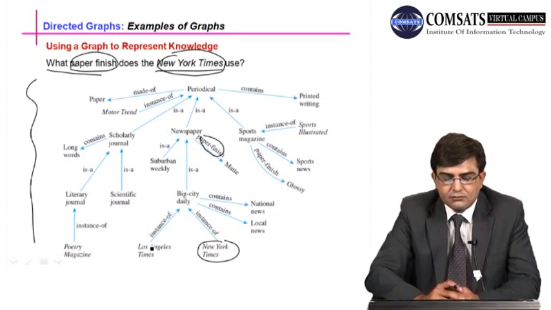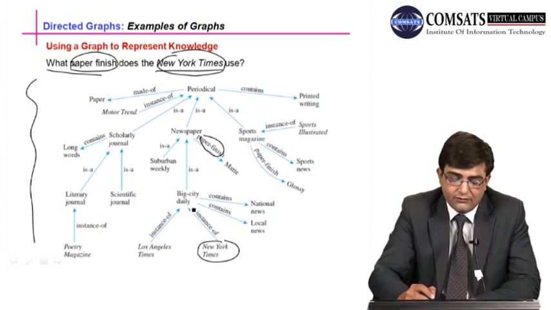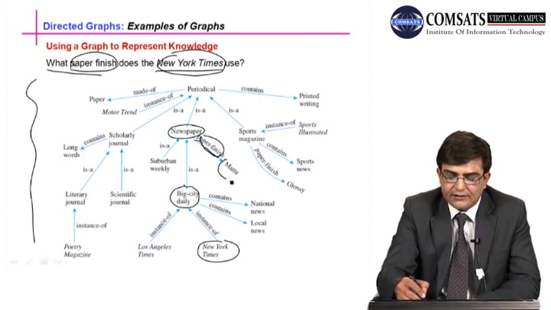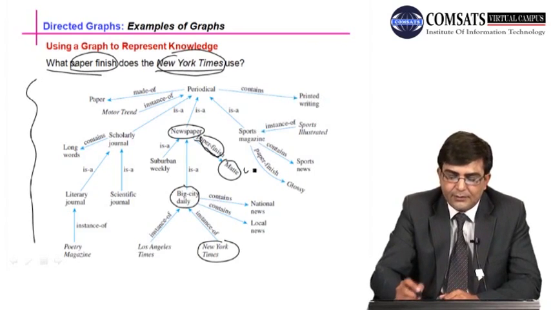Now we have to search, by using this graph, what paper finish does the New York Times use. Here we have New York Times, this directed edge goes to this instance, is an instance of Big City Daily, and then Big City Daily is a newspaper. Now New York Times is a newspaper, and again by using this directed edge, paper finish, here we have matte. So we can answer this question immediately: the New York Times uses matte as a paper finish.